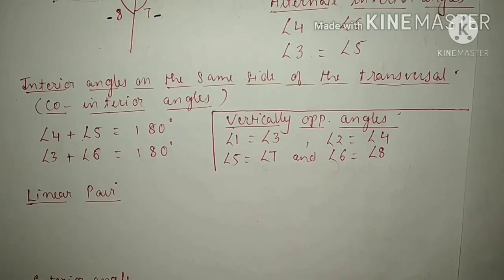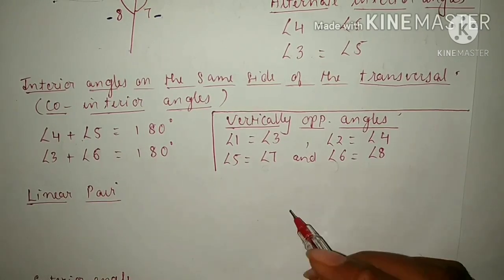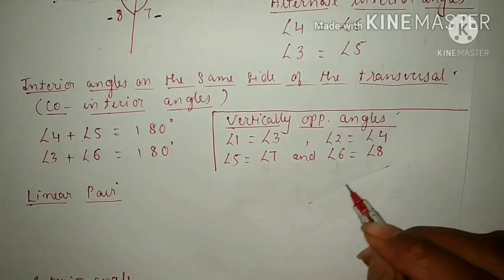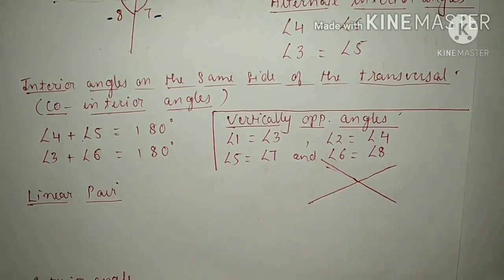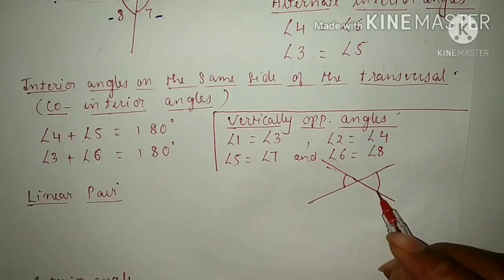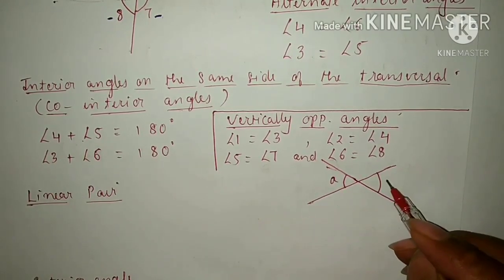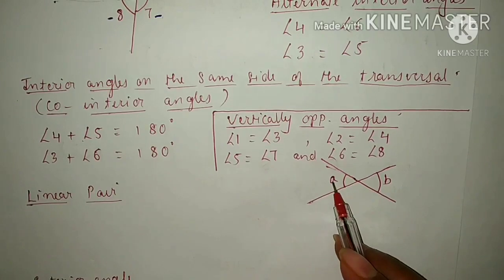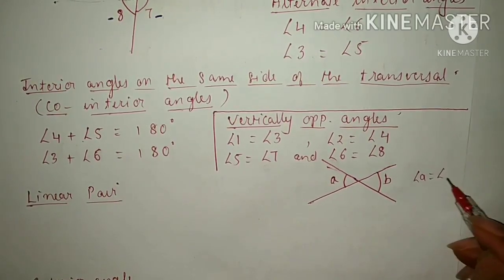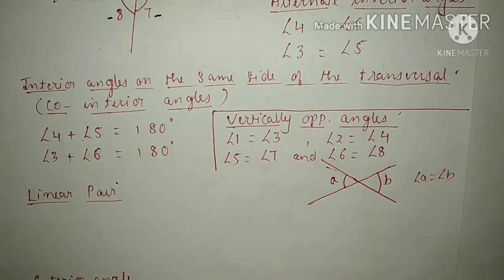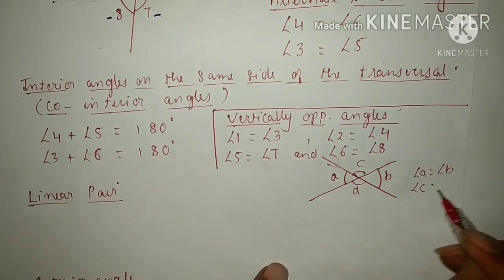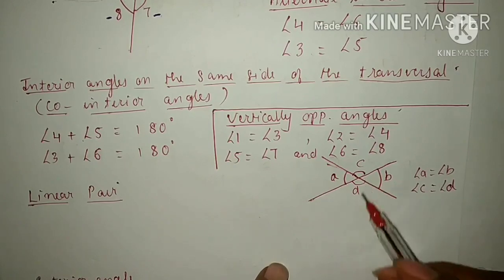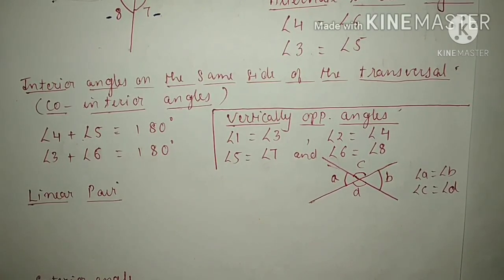Now what are vertically opposite angles? See, suppose two lines intersect like this. One line is this and the other is this. So this angle is equal to this angle. Suppose this is angle A and this is angle B. Angle A is equal to angle B. Why are they equal? Because they are vertically opposite angles. And suppose this is angle C and this is angle D. So angle C is also equal to angle D because they are also vertically opposite angles.